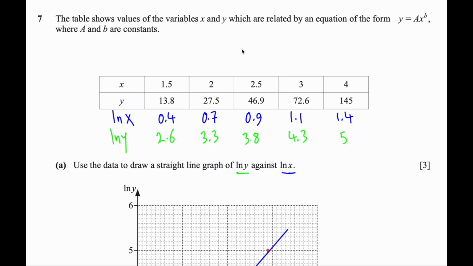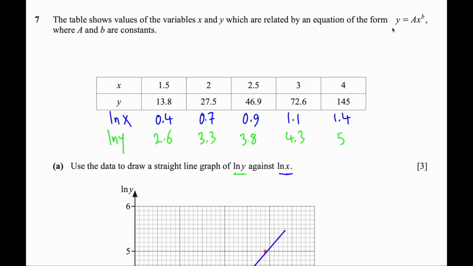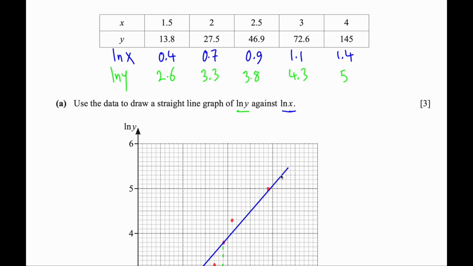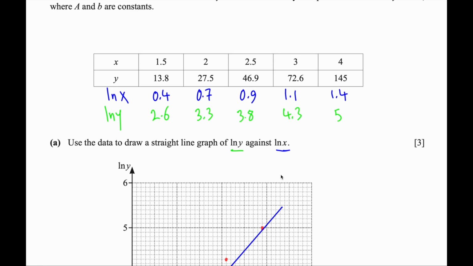Question number 7. I'm given a table in terms of x and y, and I'm also given the equation of a curve, which is y equals a x to the power of b. But if you attempt to draw this curve in terms of ln y and ln x, you're going to end up with a straight line, and I have to draw that straight line.